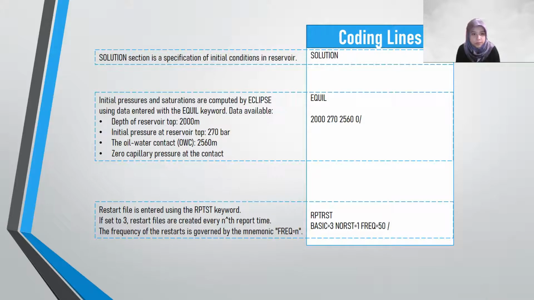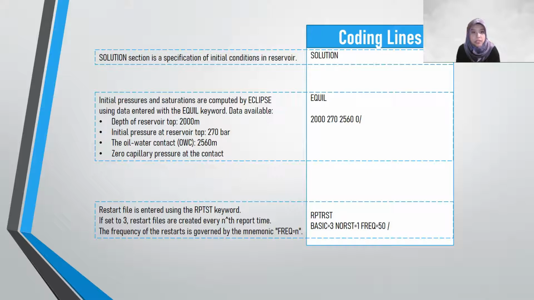The pressures and saturations are then computed by Eclipse using data entered with the EQUIL keyword. The data extracted based on the given case study is summarized as follows, where the initial pressure is set at 270 bar at a reservoir top depth of 2000 meters. The oil-water contact, or OWC, is below the reservoir, at a depth of 2560 meters with 0 capillary pressure at the contact.